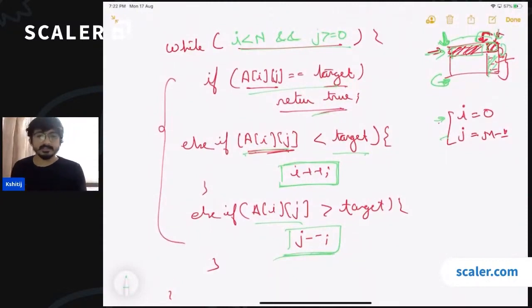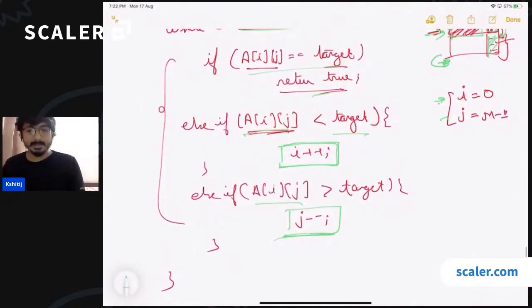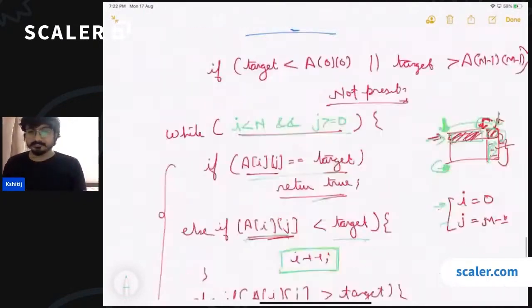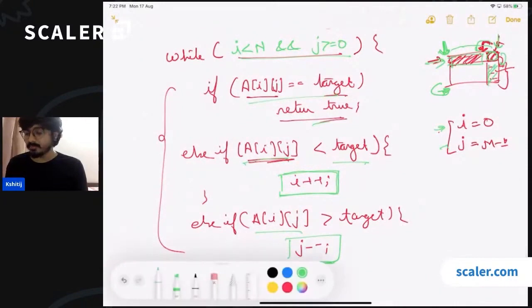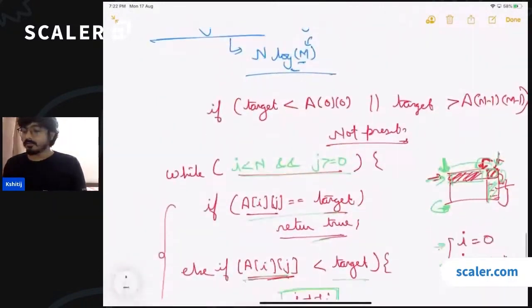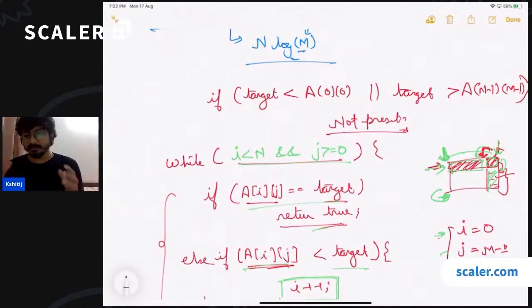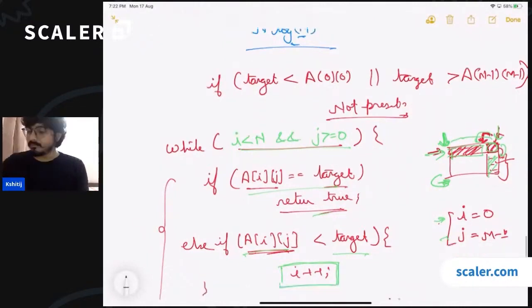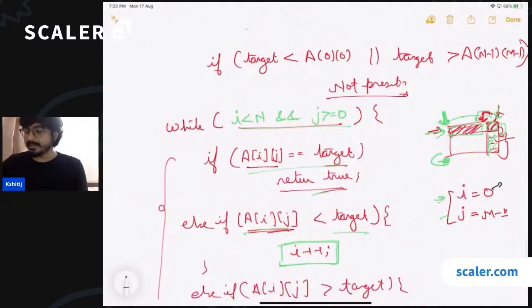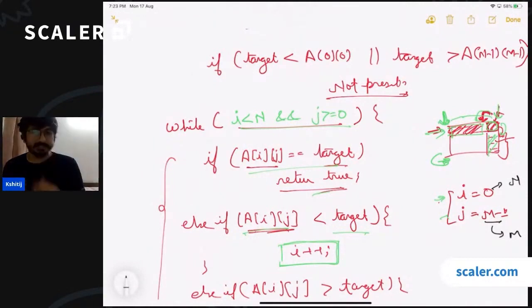What is the time complexity? Some of you are saying log of m into n. Is it log? What is the time complexity? To get to the time complexity, focus on what is the maximum number of steps that you are going to take. What is the maximum number of values that i and j can take? i is starting from 0, it can go till n. j is starting from m minus 1, it can go till m. So what is the total number of combinations of these values that can be there?